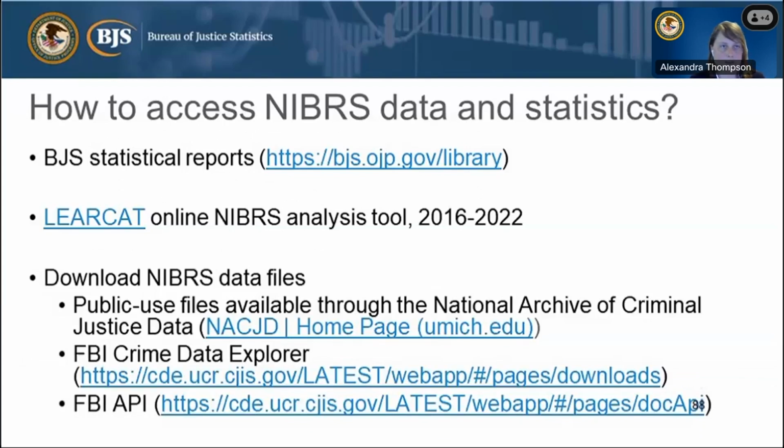So Kim went over this. I'll just briefly summarize again how you can access NIBRS data and statistics. There's obviously BJS statistical reports featured on BJS's website. There's the LEARCAT tool, which we saw some screenshots of earlier, and some great tables. There's also the public use files through NACJD. There's the FBI Crime Data Explorer, or CDE, on the FBI's website. And there's also the FBI API. And if you have any questions about those, Kim can help answer those.